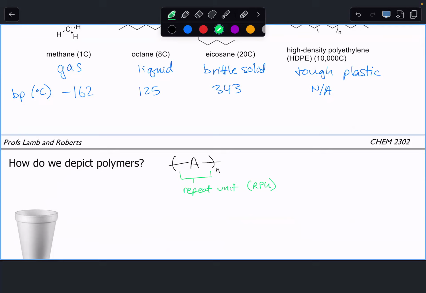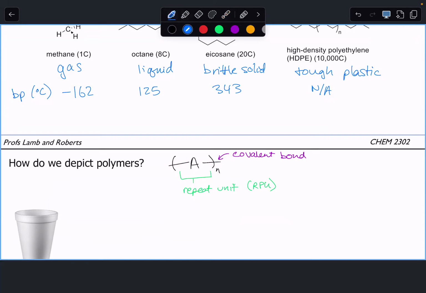So you just repeat whatever's in the brackets over and over and over again to make that long chain molecule. The bond here that goes through the bracket is a covalent bond, usually, that connects each of those repeat units. Essentially, this bond will connect to this bond of the next repeat unit. So I'll draw an example of that in a second.